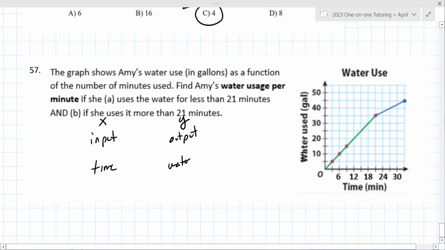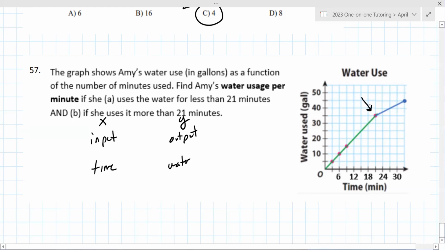Yes. And notice it's steady, and then it's not as steep. It's got one slope for a while, and then think of that as maybe you have the faucet on and used it for more than 21 minutes. Find Amy's water use for less than 21 minutes. It's at 6 and 10, so 6 divided by 10. So then 0.6 gallons per minute for less than 21 minutes.